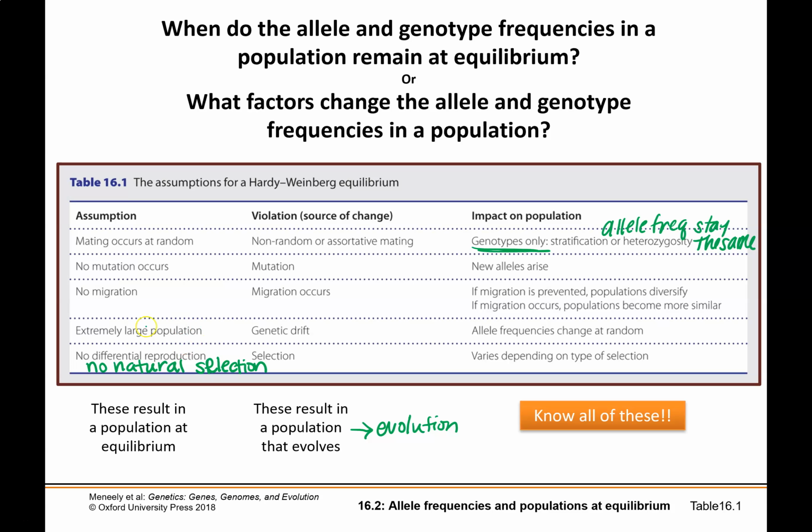If we do not have a large population size, genetic drift, or chance fluctuation in allele frequencies, is going to occur. And then, of course, natural selection. If you have a trait that is being selected against, it's going to probably be removed from the population, and so the frequency is going to go down. If it's an asset to the individuals, it's going to be passed on more frequently, and it's going to increase in frequency. So you do need to know all of these. You need to know the assumptions for Hardy Weinberg equilibrium, the way that they are violated, and how it impacts the allele frequencies in a population.